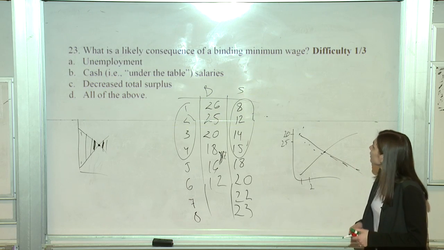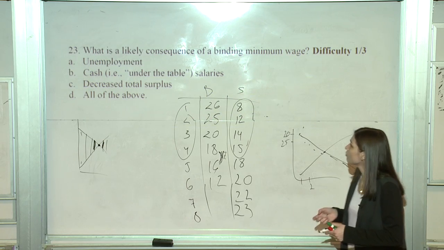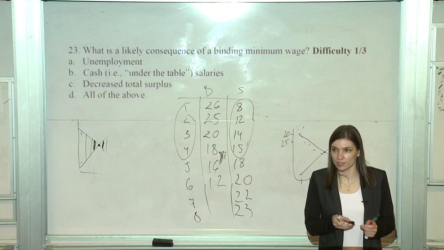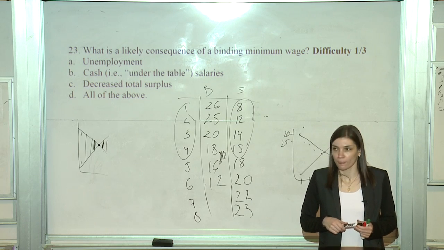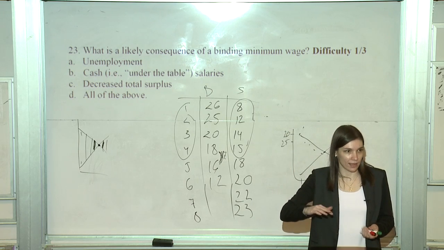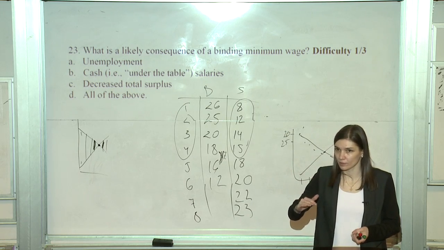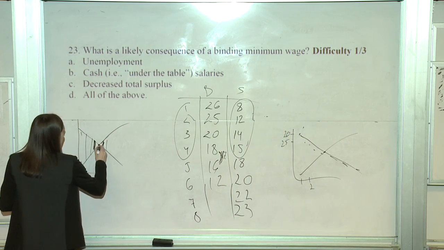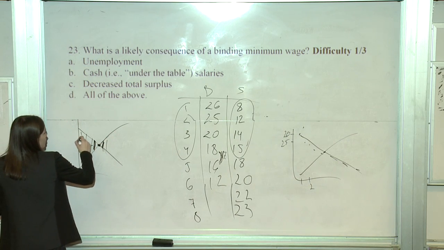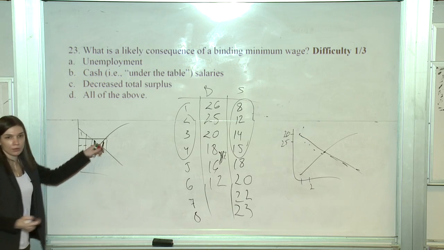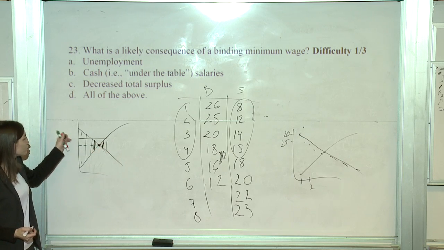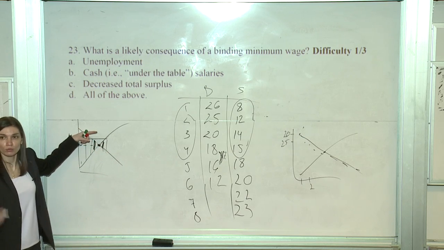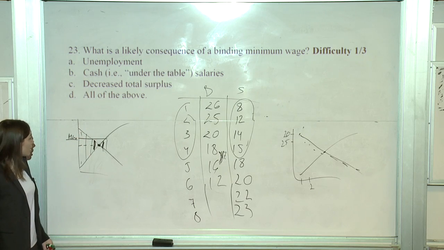All right. What is a likely consequence of a binding minimum wage? What does the minimum wage state? It's a floor. You cannot pay less than that. And we're told it's binding. So if this is the original equilibrium and there's a binding floor, the original equilibrium no longer can exist. You're forbidden to hire people for less than the minimum wage. And what do we get here?